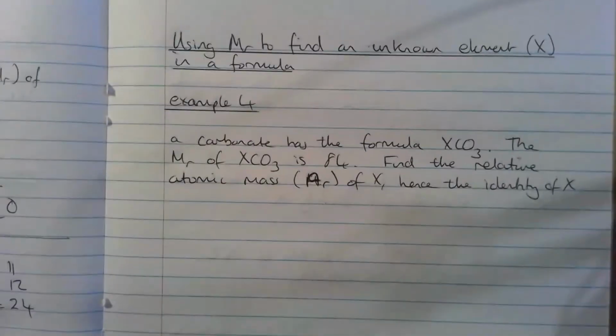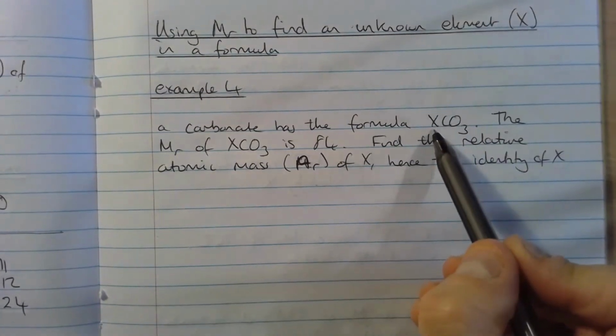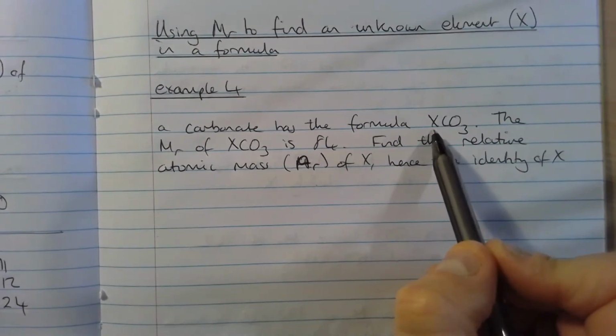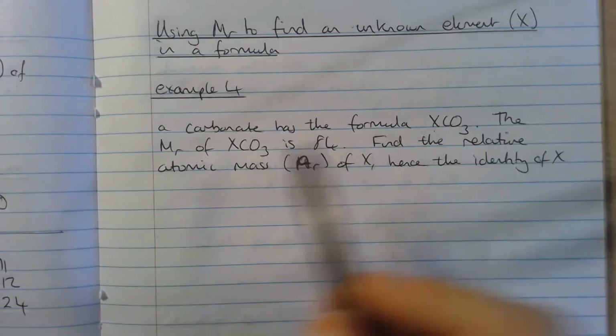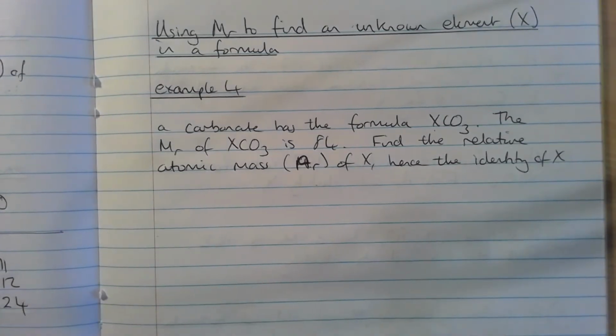Okay, so let's have a go now at a slightly more complicated thing to do, and this is using MRs to find an unknown element in a formula. So, example number 4. A carbonate has the formula XCO3. X obviously isn't an element, it's an unknown element. The MR of XCO3 is 84. Find the relative atomic mass, AR, of X, and hence the identity of X.